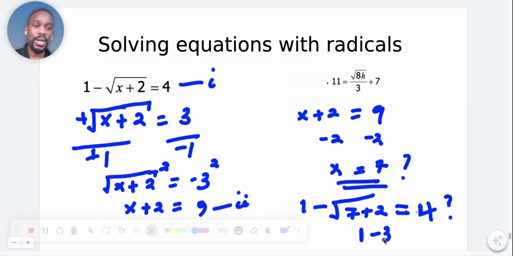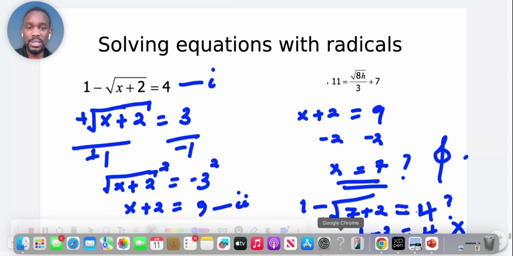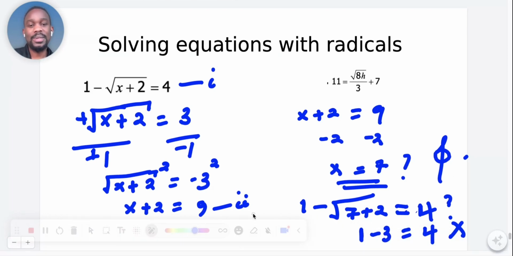So 1 minus 3, does it equal 4? No. So here we don't have any solutions. This is not a solution. So this is an extraneous solution. It doesn't hold. They're going to be rare circumstances, but sometimes you'll get those.